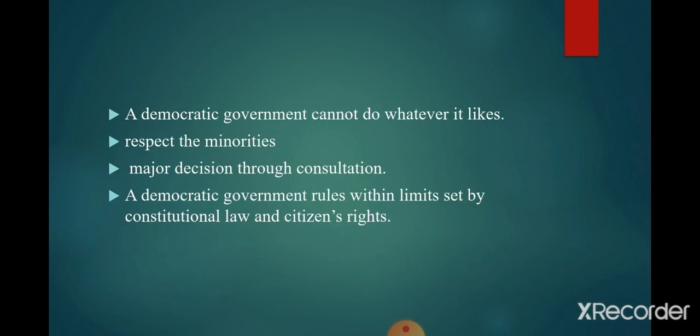A democratic government cannot do whatever it likes. It needs to respect the minorities too. The majority may be satisfied with the government itself, but it should consider the respective minorities in a particular country. They may be against the activities or ideas of the government itself, but they have to be respected. Major decisions are made through consultations. A democratic government rules within limits set by constitutional law and citizens' rights.